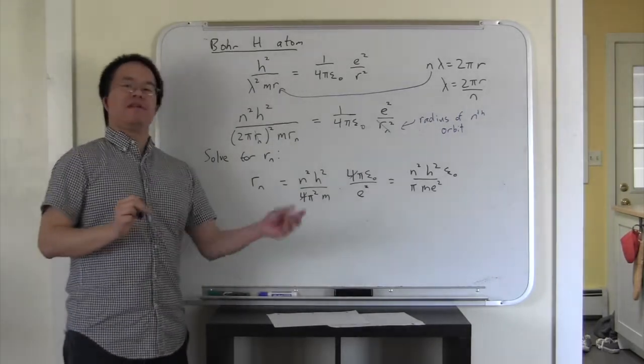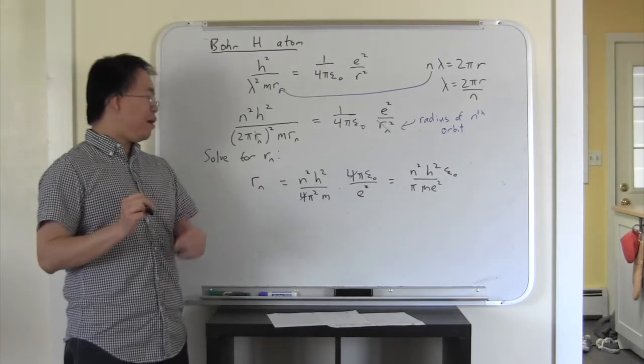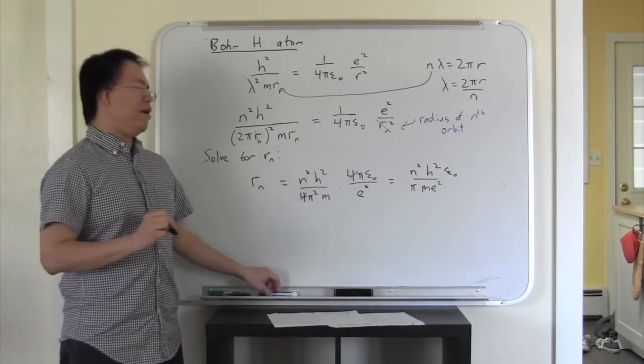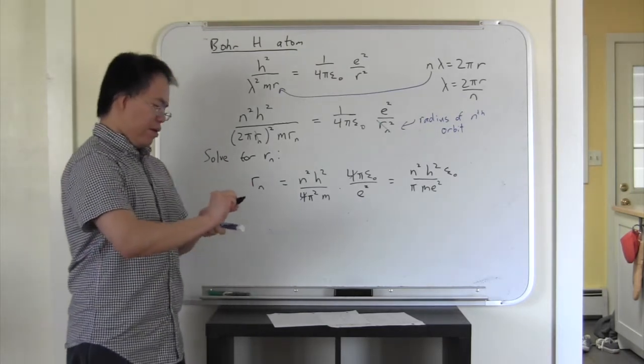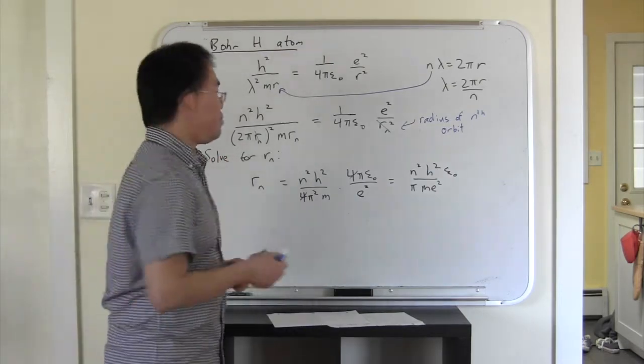It turns out to be a little bit more traditional to write this in terms of h bar. So I'll do that, and h bar is just h over 2 pi.